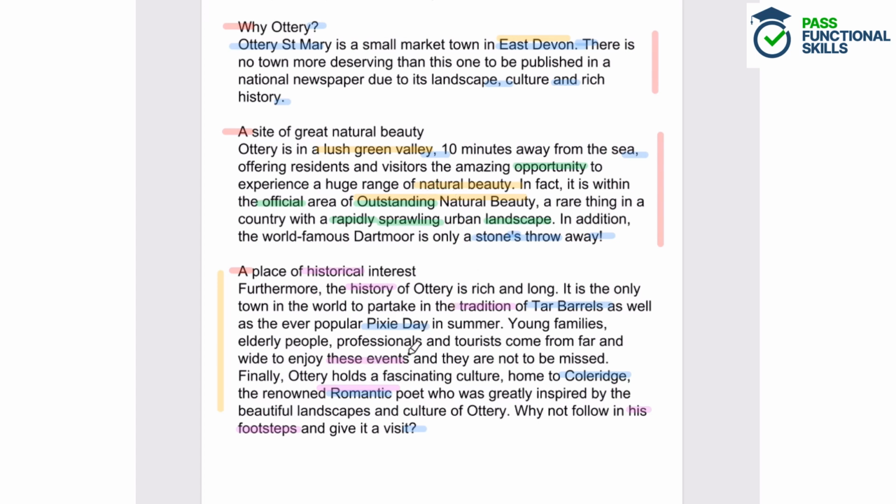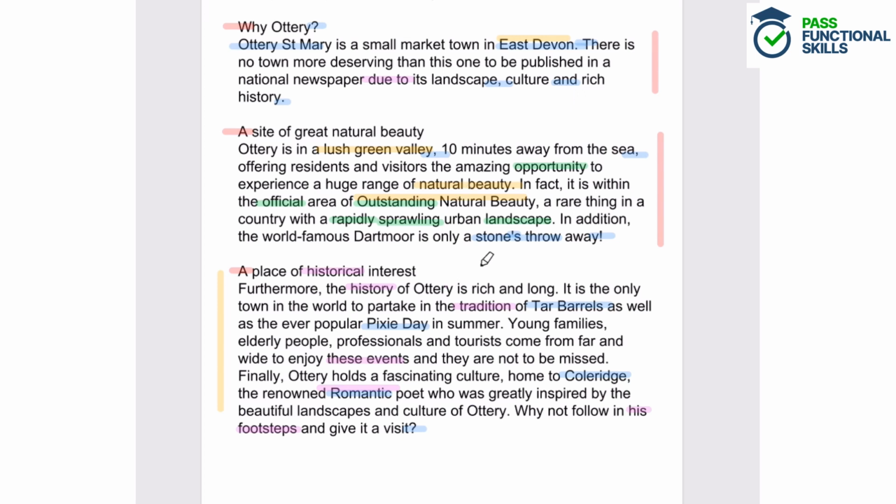In order to achieve cohesion, you can also use connective words and phrases. So, for example, we've got "due to" that has been used here. Now, "due to" is used to give a bit of an explanation. So there's no town more deserving than this one to be published in a national newspaper. And then we've got "due to" explain why this is. So because of its landscape, culture and rich history.